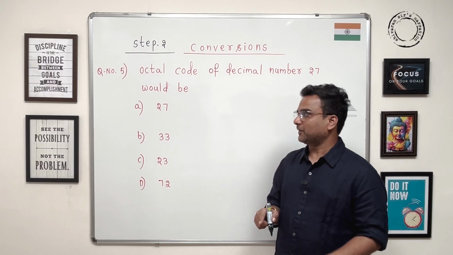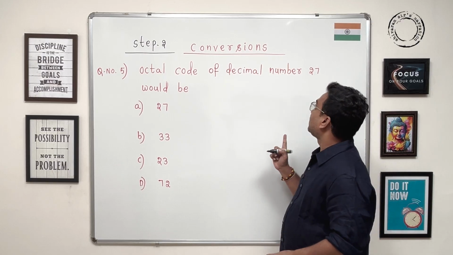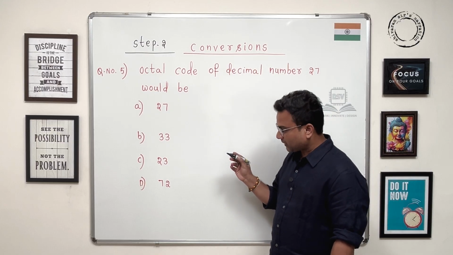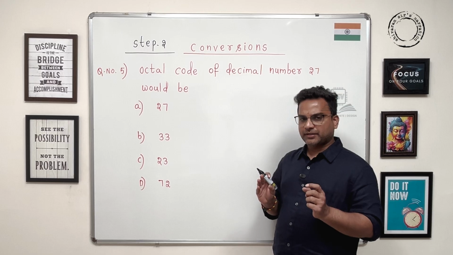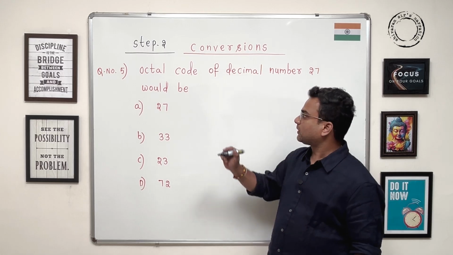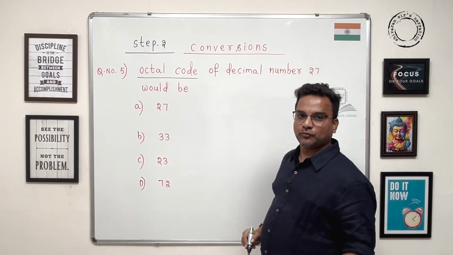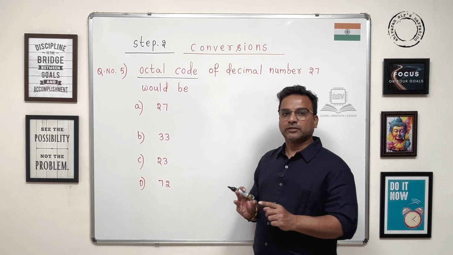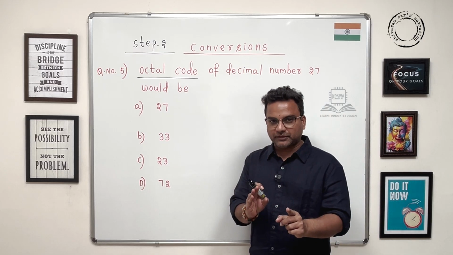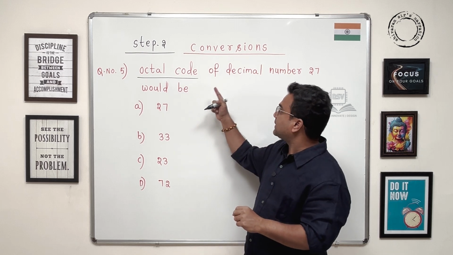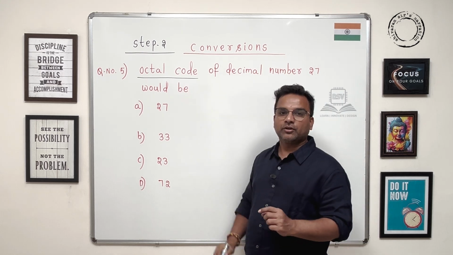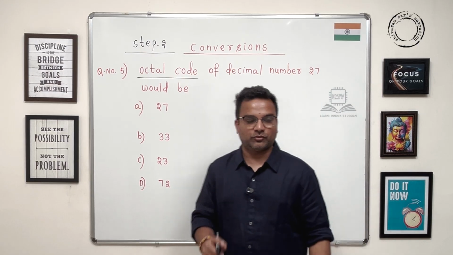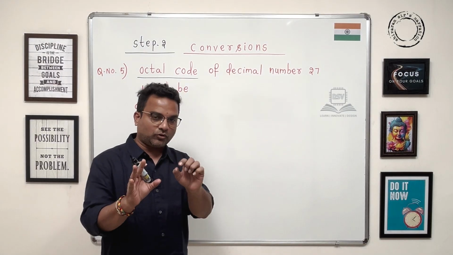Here is another example. Octal code of decimal number 27 would be... Guys, here we want to find out the octal code from the decimal number. That means it's decimal to any system only. The procedure is we need to divide the integer part with the radix value, and multiply the fractional part with the radix value. Of course, here we don't have any fractional value, we have only integer.